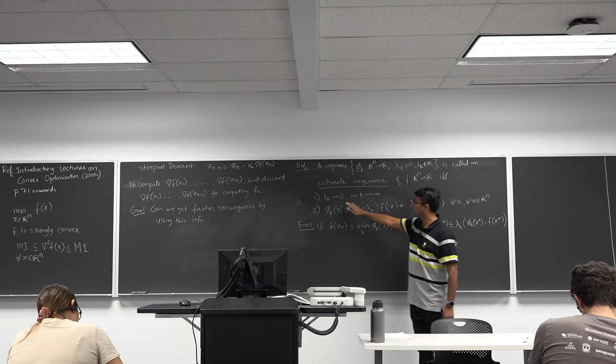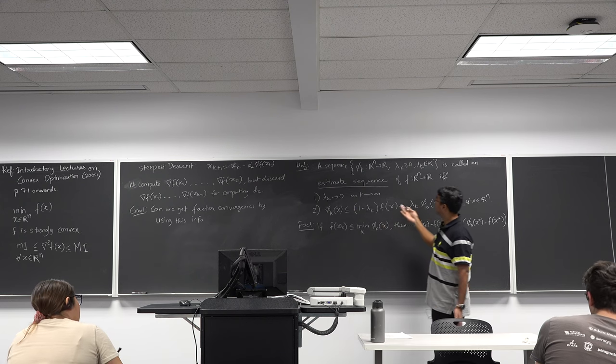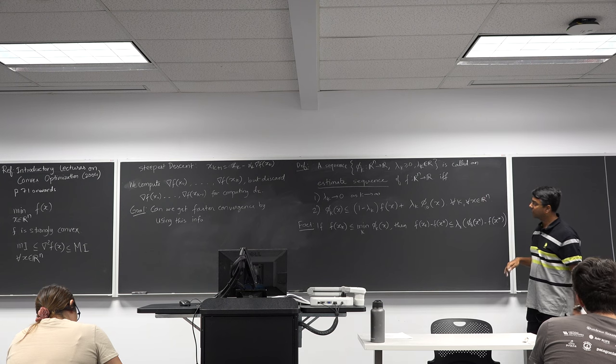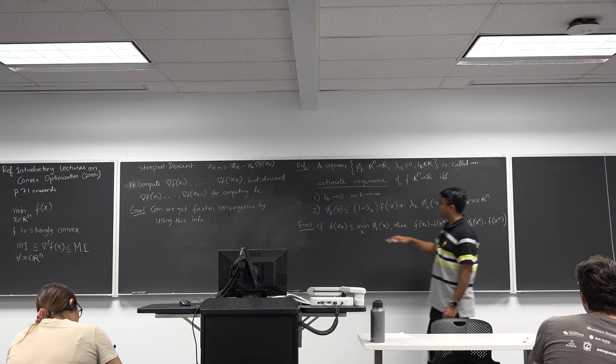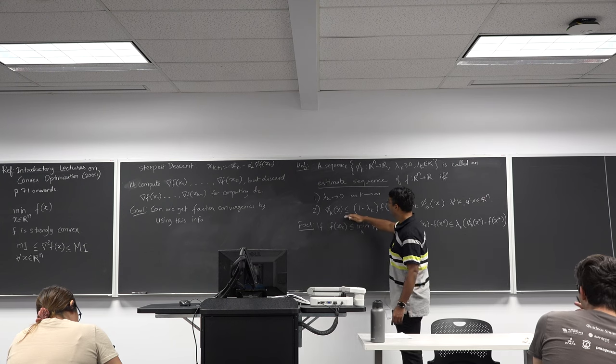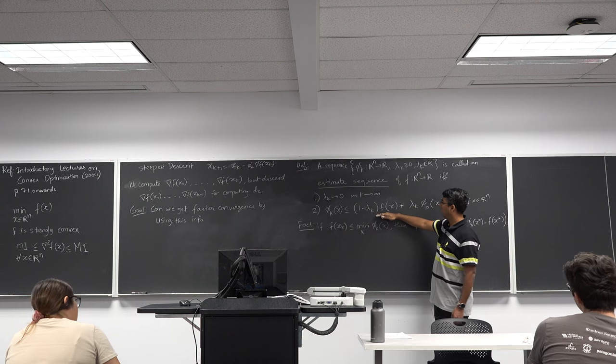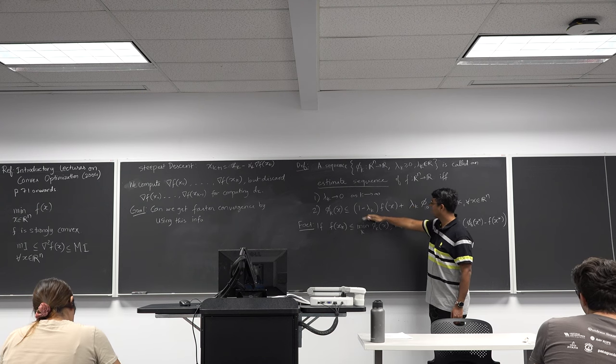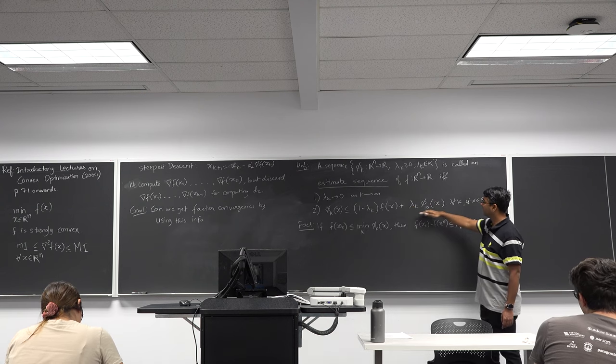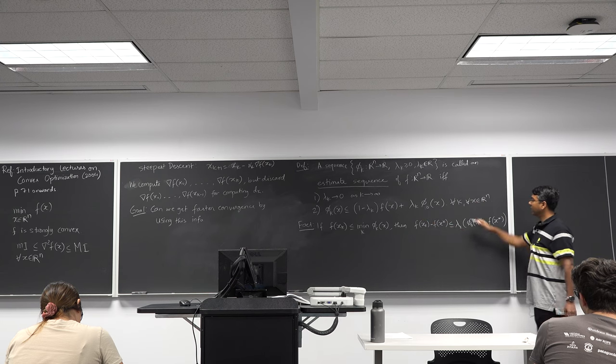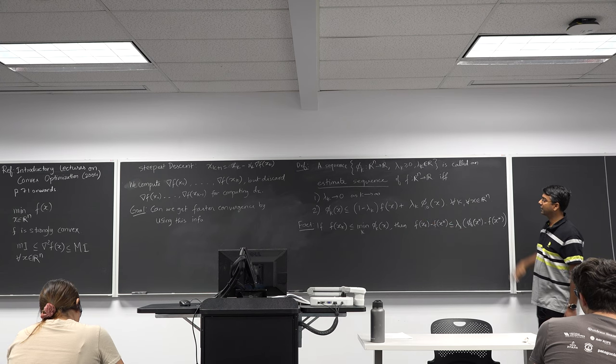So something like 1 over k, you know, 1 over k is non-negative, but it goes to 0 as k goes to infinity. And then phi k of x is less than or equal to some function multiplied by the scalar plus phi naught of x times lambda k. And this has to be true for all k and true for all x in Rn.